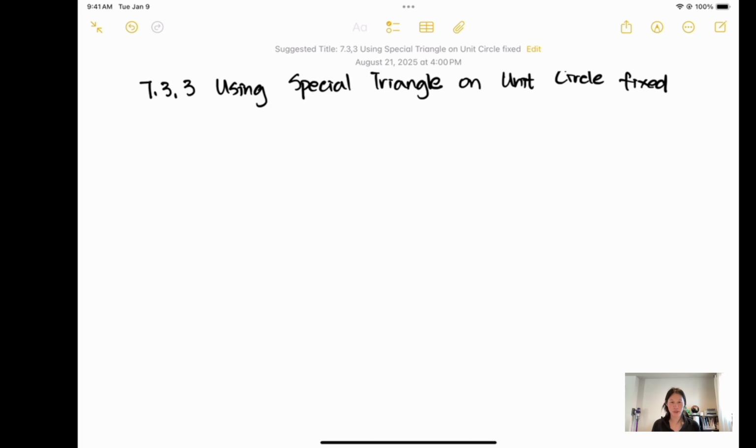Today we're going to talk about using special triangles on a unit circle. First, let's recall the definition of what a reference angle is.